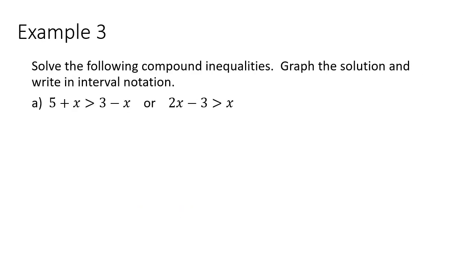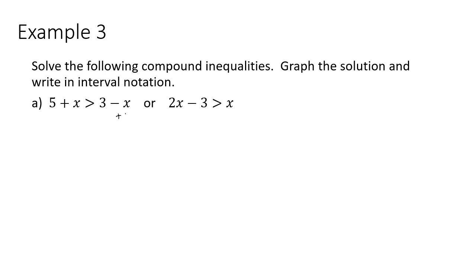All right, so in example 3, we've got the compound inequality 5 plus x is greater than 3 minus x, or 2x minus 3 is greater than x. So we're looking for all the numbers x which would make either one of these true. As long as at least one is true, we're good to go. So I'm going to start by solving both simple inequalities.